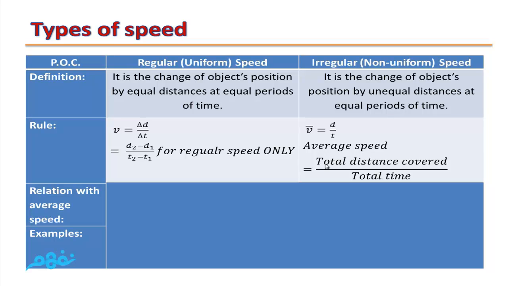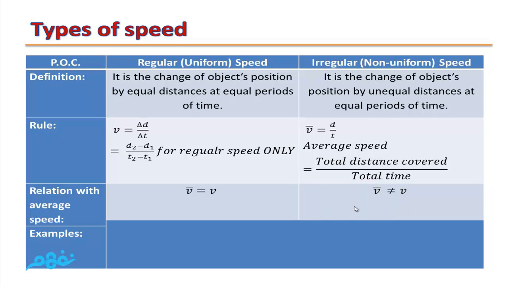The average speed is equal to the total distance covered over the total time taken by this object to cover this distance. The third point of comparison is what is the relation between average speed and each type of these two types. Average speed is equal to regular speed, but average speed does not equal to irregular speed.